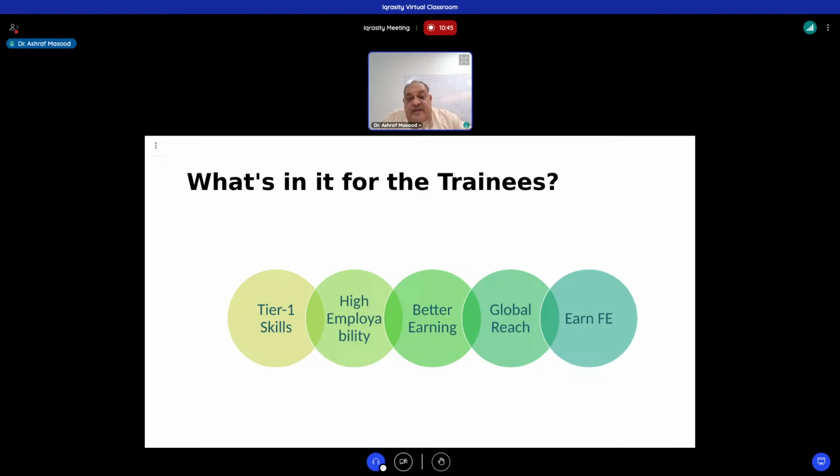As I said already, the individual will learn tier one skills. Here, tier one skills means those skills which are in high demand around the world, which will bring them a higher degree of employability, and will give them better earnings.